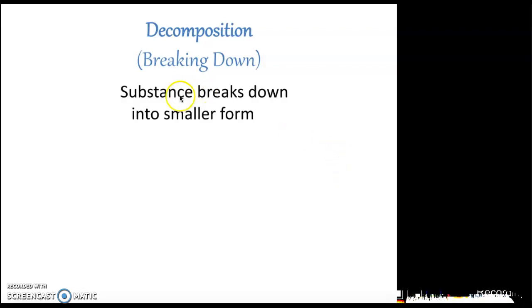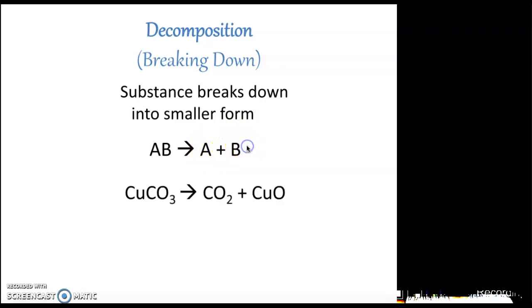The next type of reaction is the exact opposite. It's called decomposition, so it's the breaking down. So we have a substance, one substance that breaks down into smaller forms. So instead we have AB already together as a reactant, producing 2 or more products, in this case 2 products, A and B. So in this case we'd have copper 2 carbonate breaking down, producing carbon dioxide and copper 2 oxide.